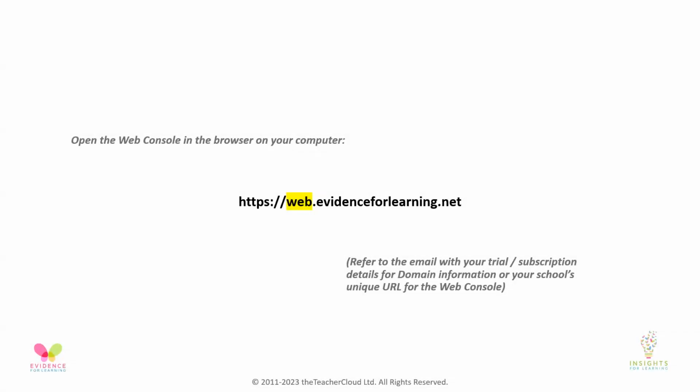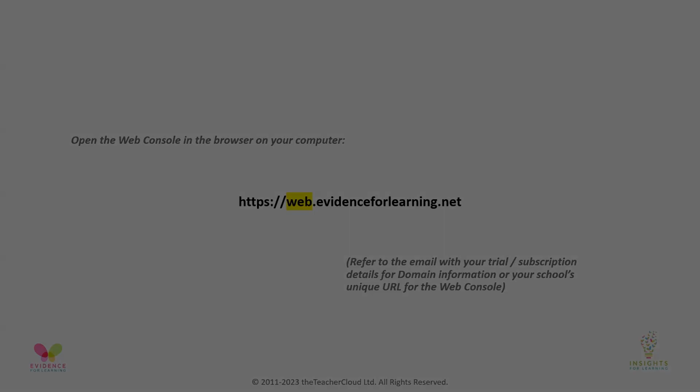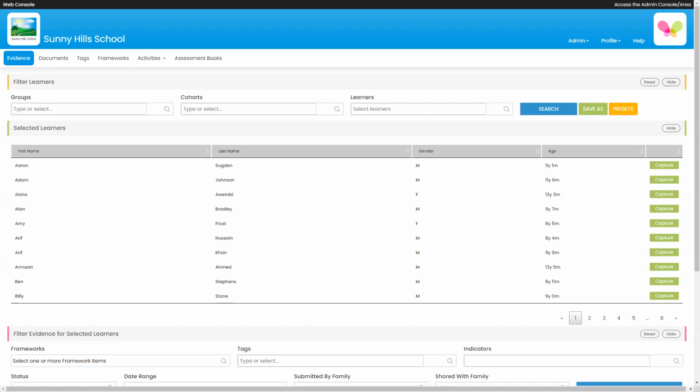Now that I've completed creating the text file, I'm going to log into the web console to import the framework. You can refer to the email that you were sent that contains your trial or your subscription details for domain information or your school's unique URL to access the web console. So I've logged in to the web console. I'm then going to hover over Admin at the top right and then click on Access the Admin Console area.